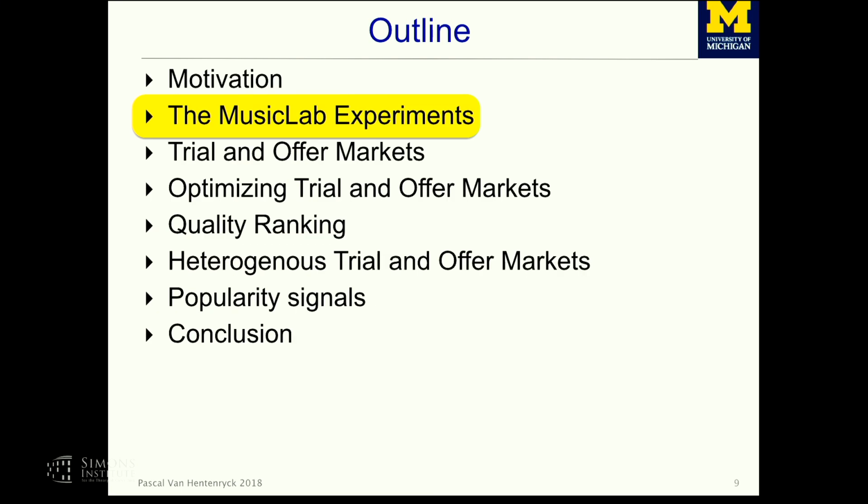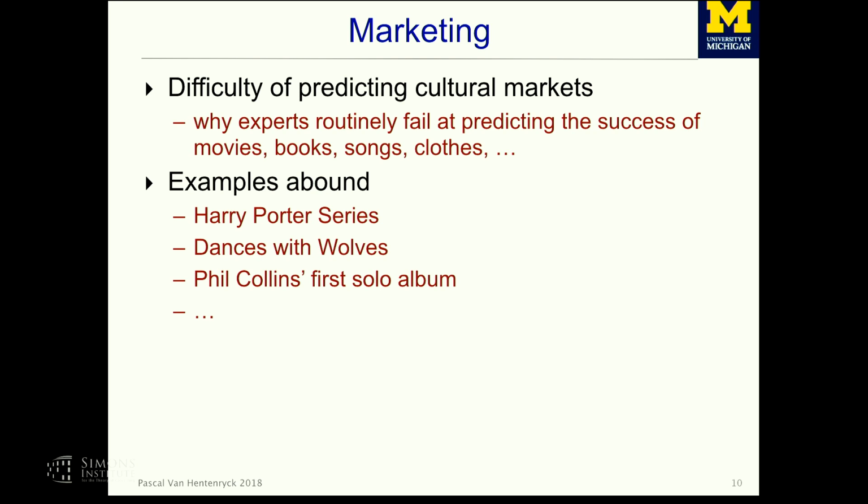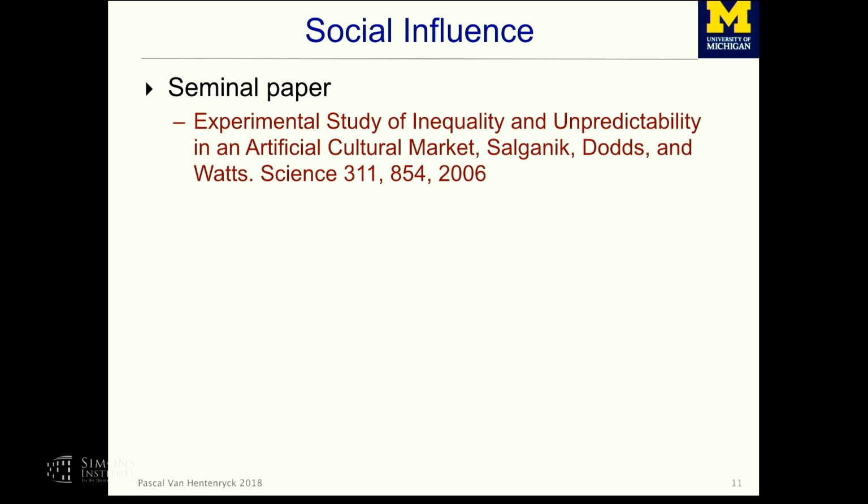And so what Salganik, Dodds, and Duncan Watts did was try to explain why these social signals are doing certain things to the market. Their starting point was the fact that it's very difficult to predict this cultural market when you buy books, when you buy movies, and things like this. There are plenty of examples of people rejecting things that became very, very popular later on. So they built this virtual laboratory where they were trying to understand the unpredictability, the efficiency, and the inequalities of these markets.